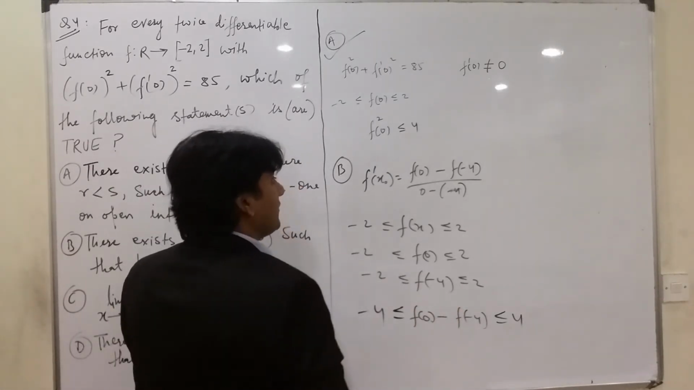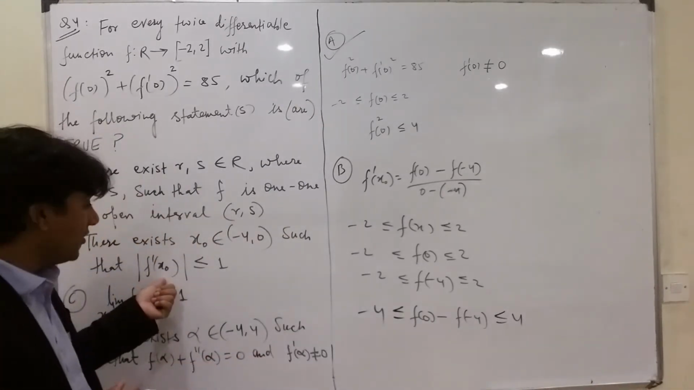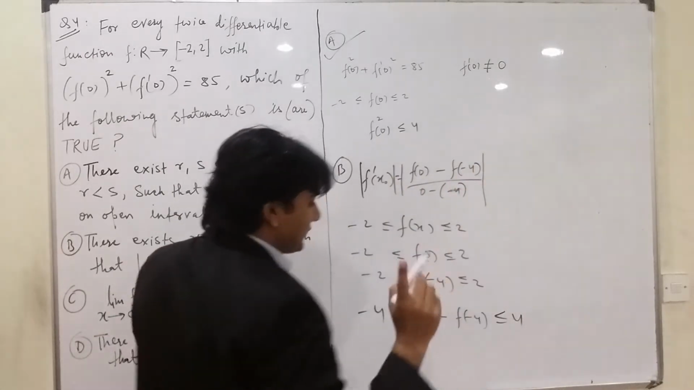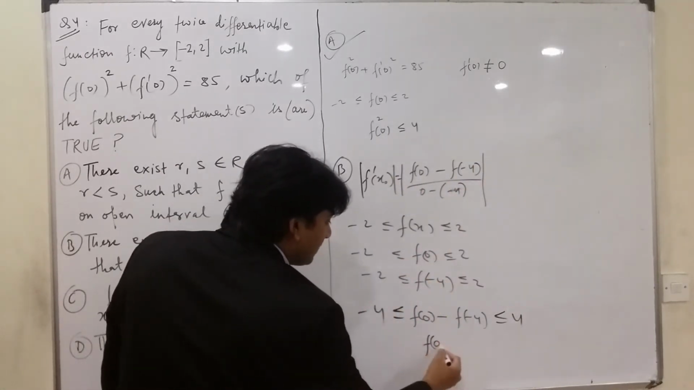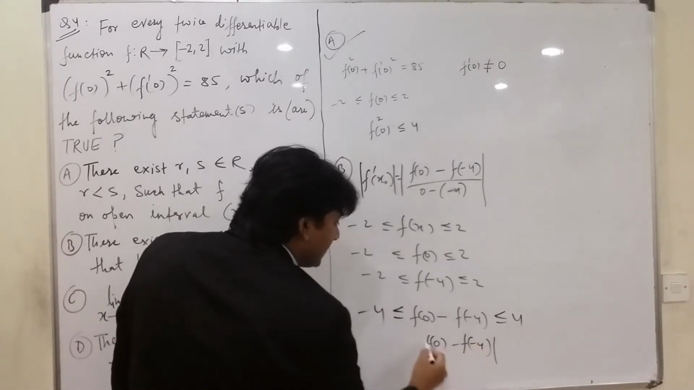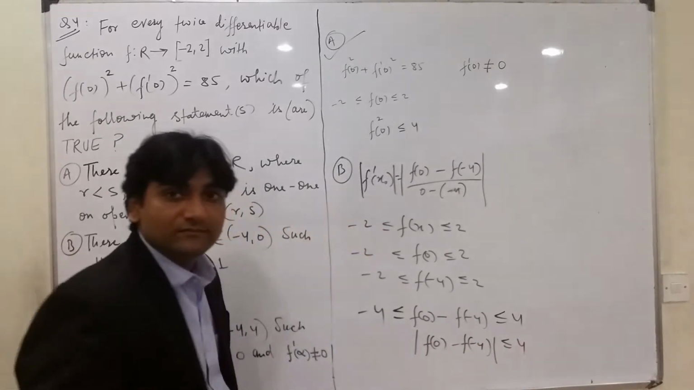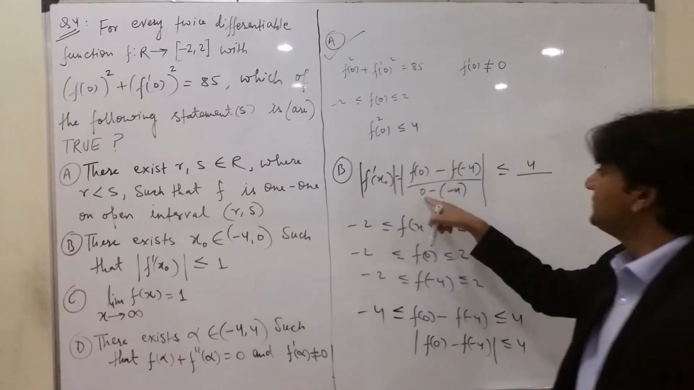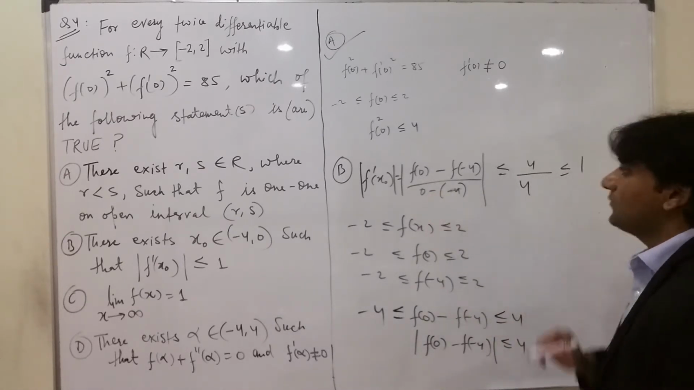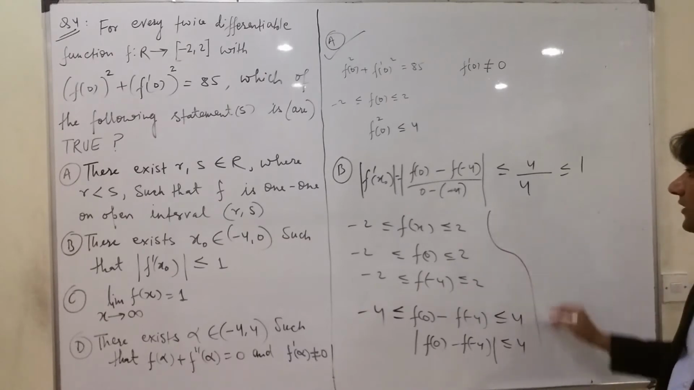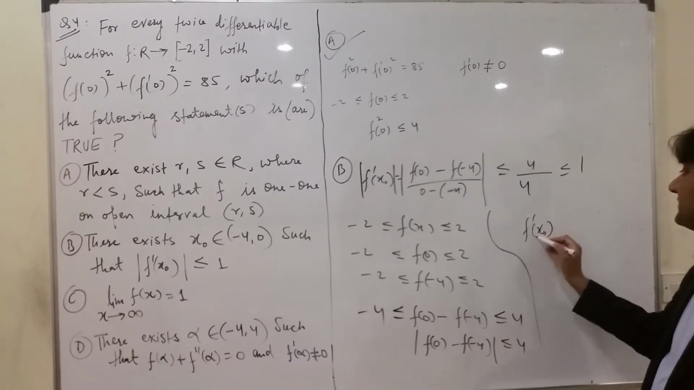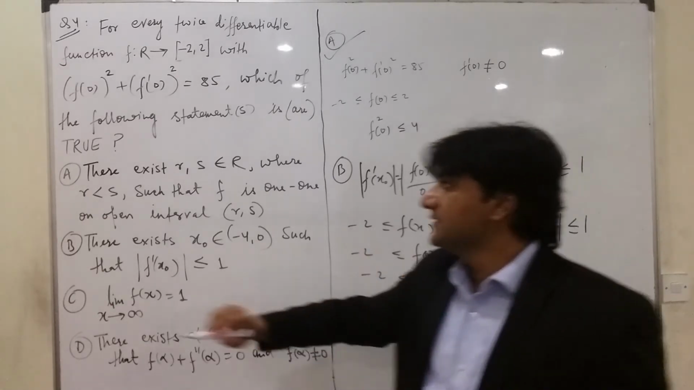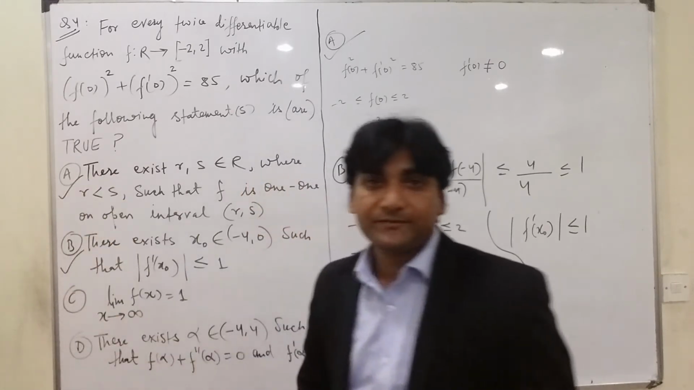Now we need to find the modulus of f dash x naught. So apply mod here. The modulus of f of 0 minus f of -4 is obviously less than or equal to 4. So this is less than or equal to 4, and the denominator is 0 plus 4. So this is less than or equal to 1. So what we got is that the modulus of f dash x naught is less than or equal to 1. So option B is also right. Option A was also right.